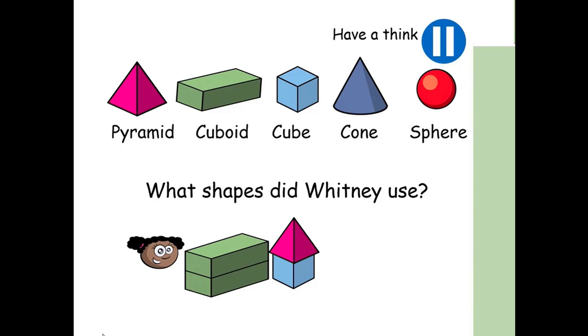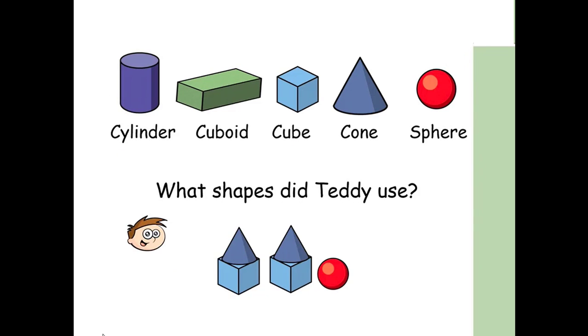So, Whitney, you did some building. What shapes did Whitney use? Yes, Whitney used 2 cuboids. She also used 1 cube and 1 pyramid. Let's go over the 5 3D shapes at the top. Say them with me. We have a cylinder, a cuboid, a cube, a cone, and a sphere.